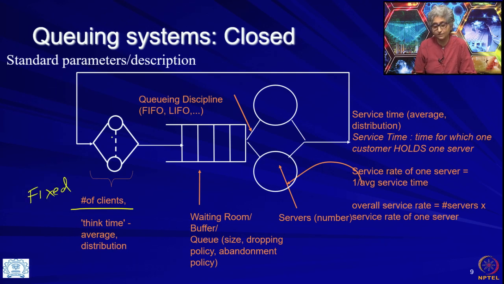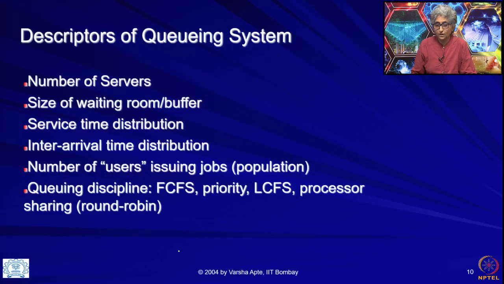And then the think time again has an average and it has a distribution. Whenever there is a time in queuing systems, we will have an average for it and we will have a probability distribution. So again, this is just bringing everything together.